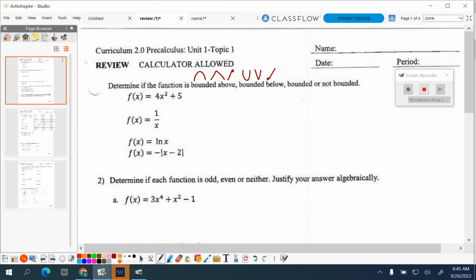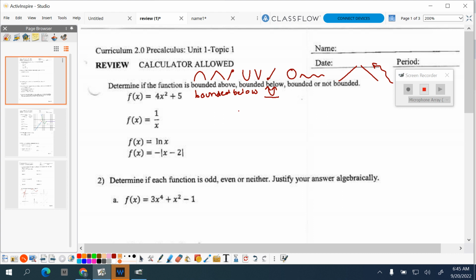Now, completely bounded, good examples would be a circle or a simple trig function. Not bounded would be functions that don't end, so they go off to infinity or negative infinity on both sides, right? Quadratic functions are always bounded either above or below, so this polynomial to the second degree is bounded below. You can graph it to check it out. It looks like this, and as we can see, it doesn't go below that height.